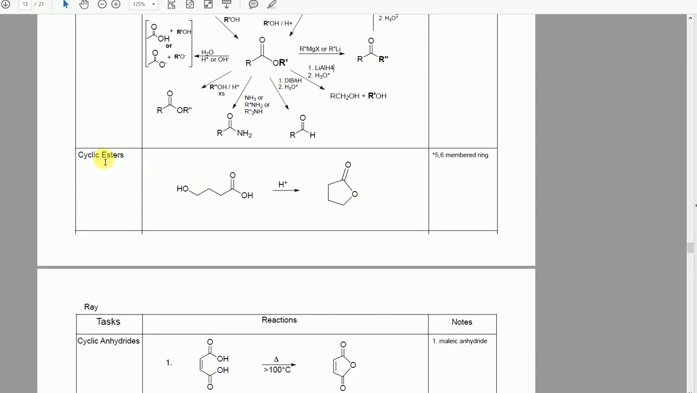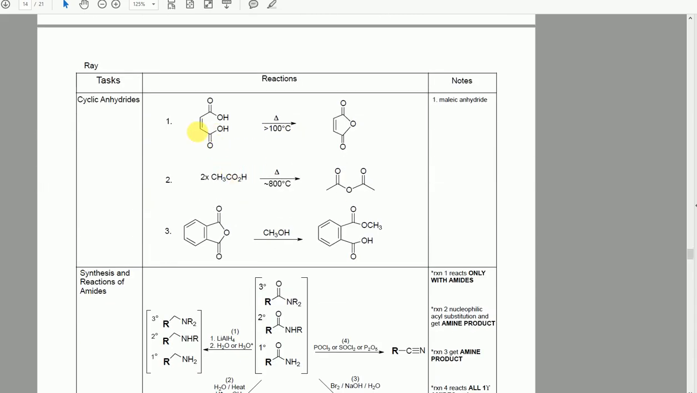Here we have the cyclic formation of an ester. So we have an alcohol and a carboxylic acid on the same molecule. In the presence of H plus, this will form preferably either a 5 or 6 membered ring. Those have the best stability. So not 7, usually not 8, not 4. Usually 5 or 6 are what's preferable.